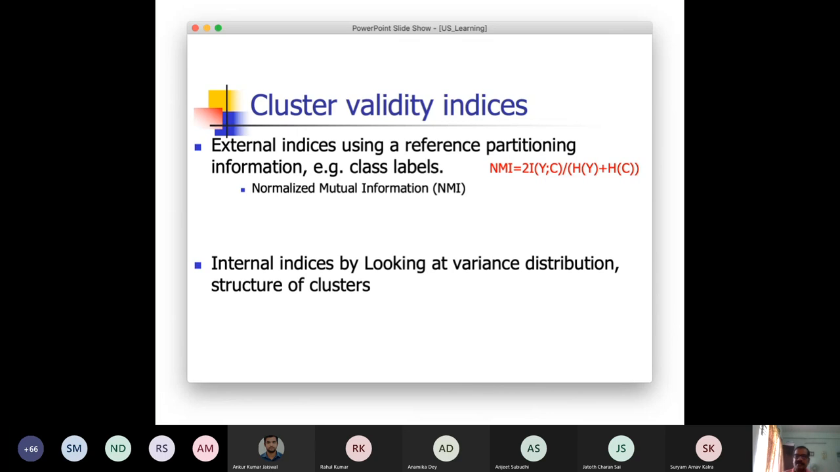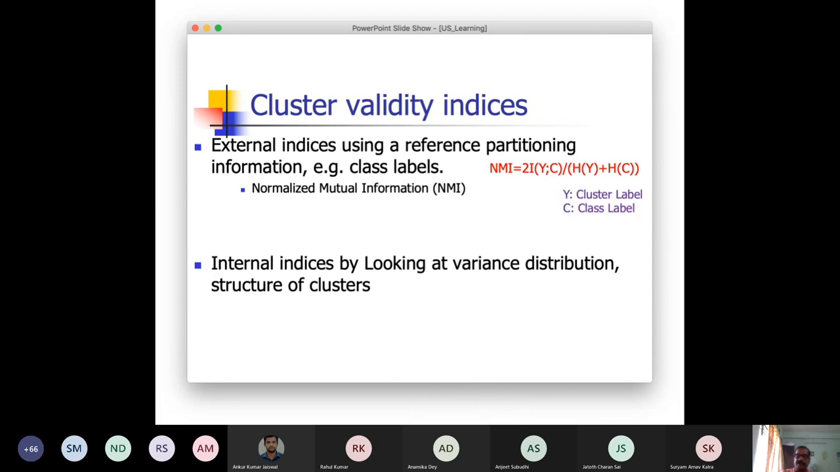As you can see in the denominator part, it is basically the average of the entropies of the two sets, one for the clusters, another for the class distribution. So for the cluster distribution and class distribution, Y represents the cluster distributions, and C represents the class distributions. Between these two distributions, you define the mutual information, which can be defined in this way.